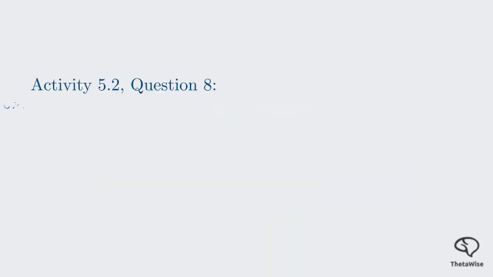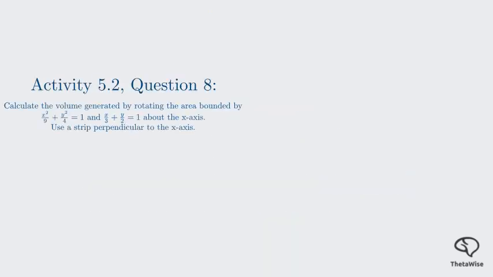We have reached our final question, number 8. This is another classic two-curve rotation problem. We need to calculate the volume generated by rotating the area bounded by the ellipse x squared over 9 plus y squared over 4 equals 1, and the line x over 3 plus y over 2 equals 1 about the x-axis. The problem specifies to use a strip perpendicular to the x-axis.